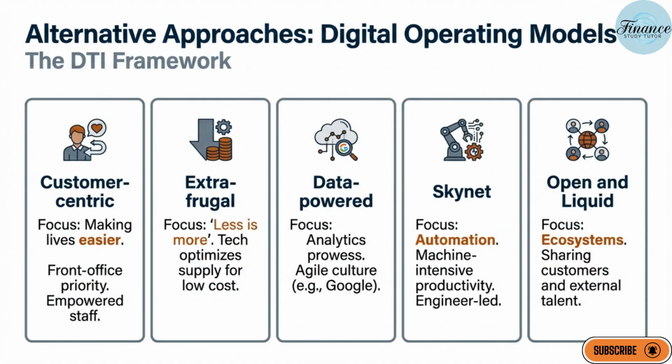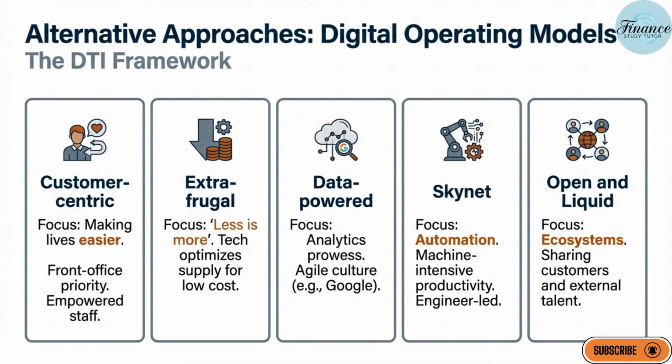Now we have to talk about disruption. The sources mention digital operating models and how they break these old rules. Yeah, this is where we see the big shift. Technology just changes the economics of how we create and capture value. We see terms like customer-centric, data-powered, extra-frugal. Let's contrast two of those. What's an extra-frugal model? Think Ryanair. The extra-frugal model uses tech to optimize processes and strip out every single unnecessary cost. Their value capture is based on less is more.